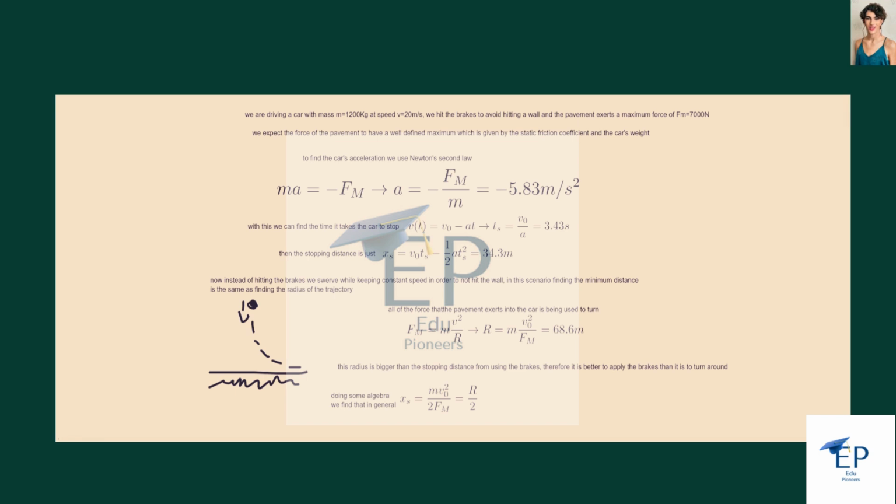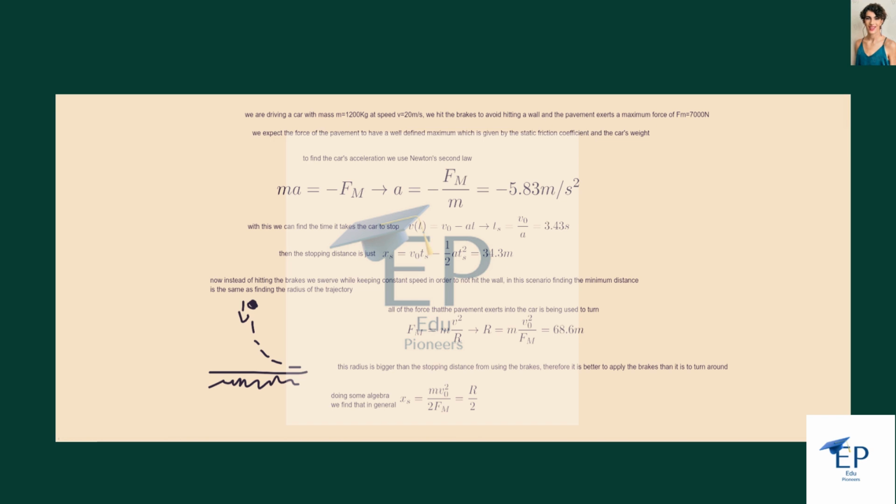Now we want to know what distance the car travels before stopping, and for that we need the stopping time. So we're doing some one-dimensional kinematics. We use the well-known formula for velocity as a function of time, so we plug in v0 minus at. We equate this to zero because we're looking for when the car stops, so zero velocity. We find that it takes 3.43 seconds for the car to stop.